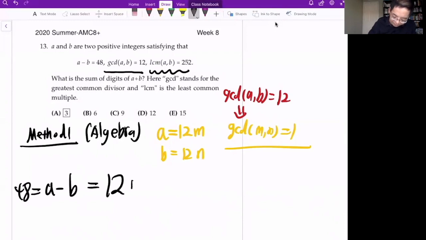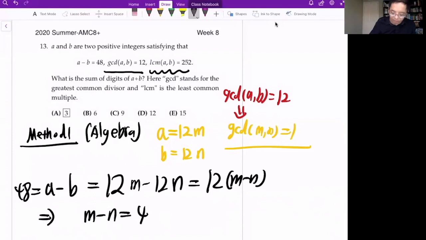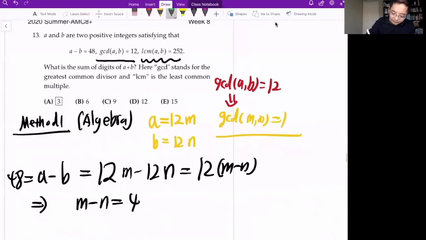So it's 12n minus 12n. That is 12, right? So n minus n. So we get, okay, so n minus n is 4, right? n minus n is 4. And also, what is the LCM? Let's calculate what's the LCM.